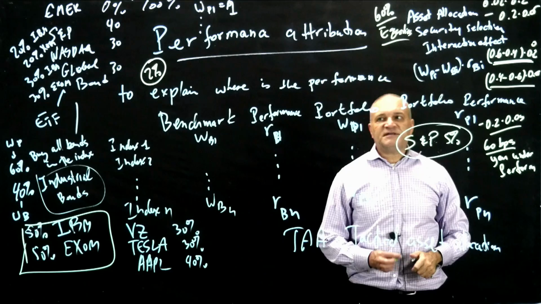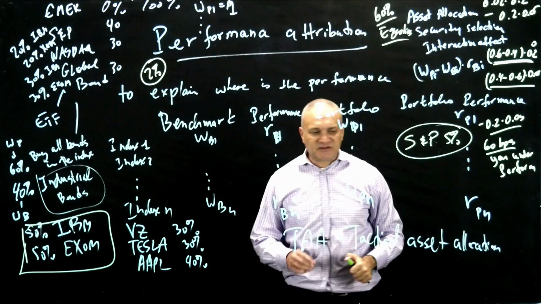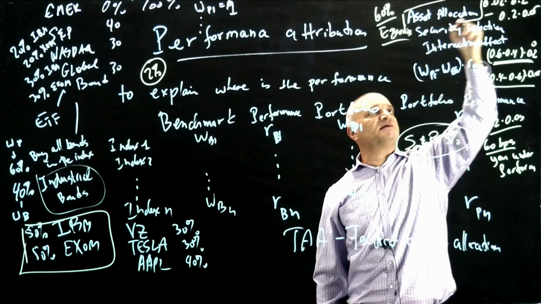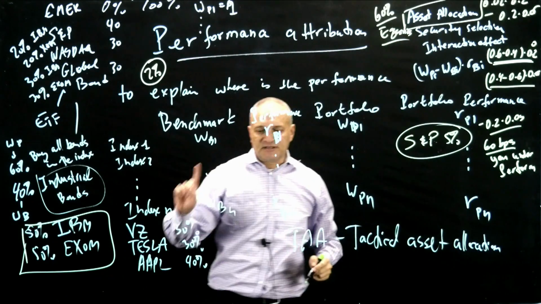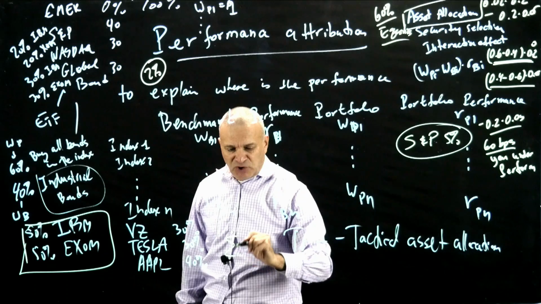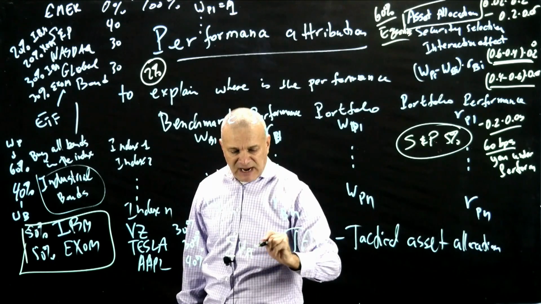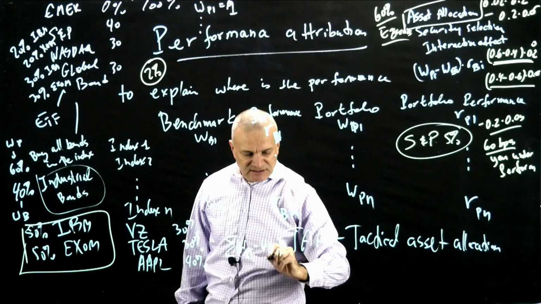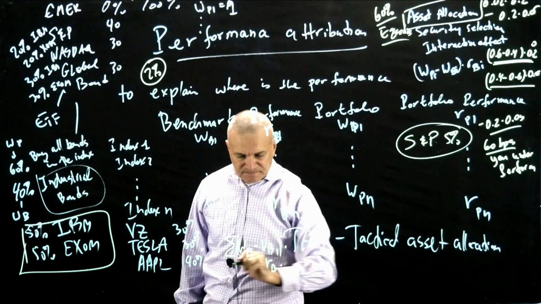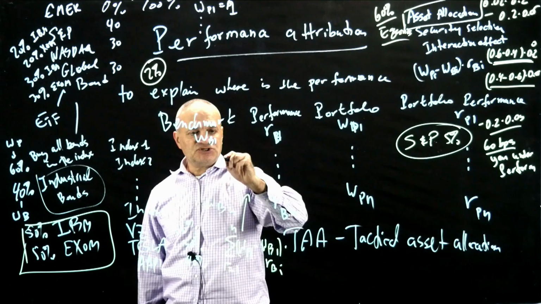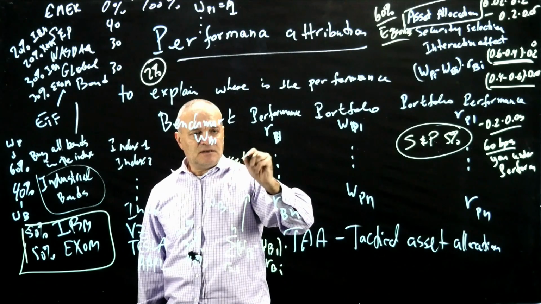Now, the other piece of the puzzle is security selection. We discussed the asset allocation. The total asset allocation effect will be given by the formula W portfolio i minus W benchmark i times R of the benchmark. That's going to be your asset allocation effect.